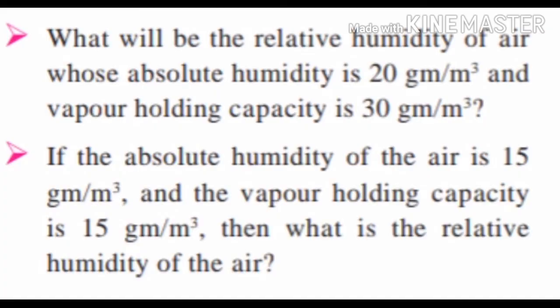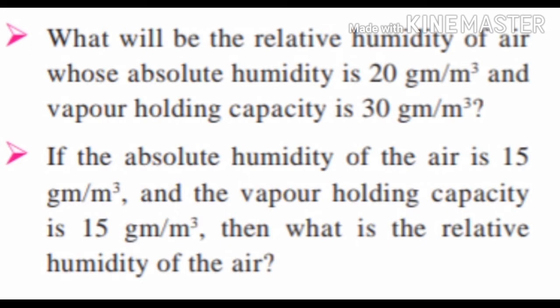Let's solve these examples by using the formula given earlier. What will be the relative humidity of air whose absolute humidity is 20 gram per cubic meter and vapor holding capacity is 30 gram per cubic meter? What is the formula? Relative humidity is equal to absolute humidity divided by water holding capacity, into 100. So 20 upon 30 into 100. Take out the percentage.